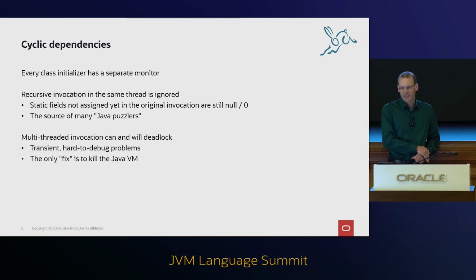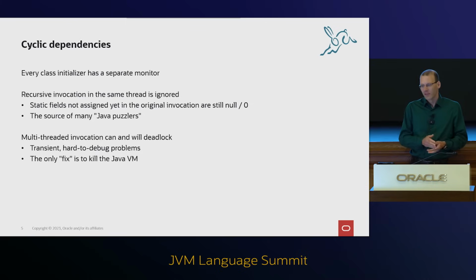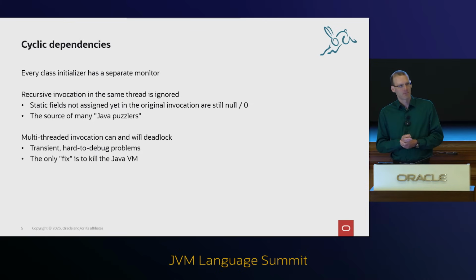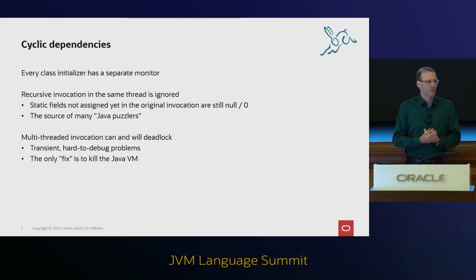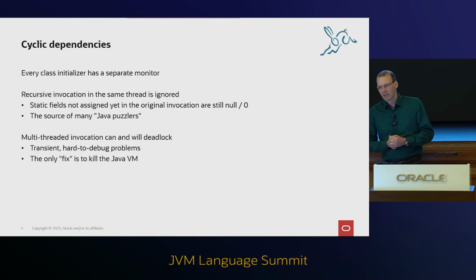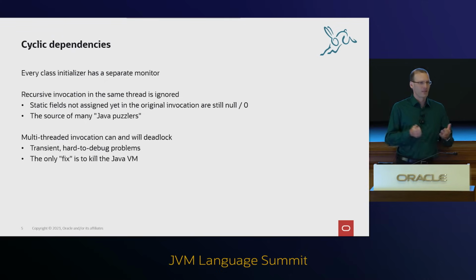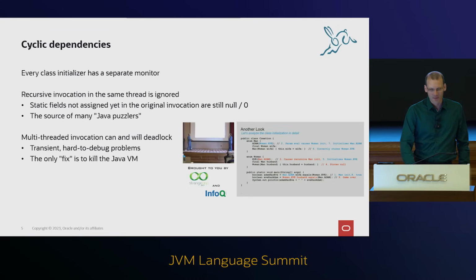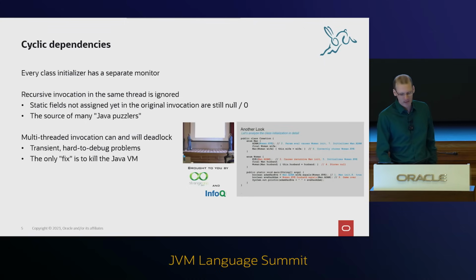But first, let's talk about cycles in dependencies. Since every class initializer has a separate monitor, there needs to be a mechanism. If you have recursive invocations, if a class initializer initializes another class, and then this class goes back to your first class A, then you have a cycle, and locks are reentrant, so you just ignore the reentrant invocation. But in this reentrant run of the class initializer, you haven't initialized your class yet. So all the static fields are still 0 or null. And that's, of course, the source of many Java puzzlers. It has been around forever, so I don't need to go into details there.